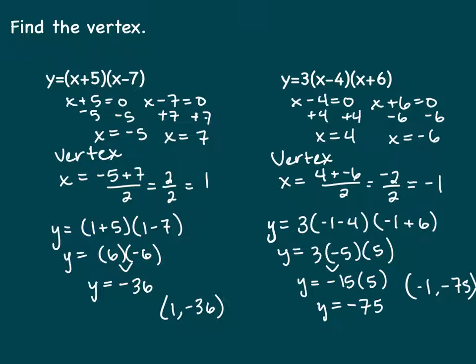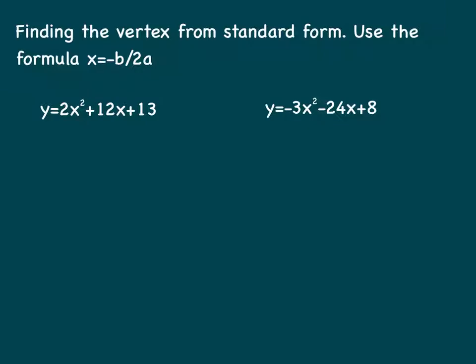Some people choose to distribute at the beginning of this problem. If you do that, 3 times x, 3 times negative 4, you are not going to distribute it to this second part, for the same reasons that I just talked about. You don't want to multiply by 3 twice because that would be like 3 squared instead of just 3. All right, so that is finding the vertex from factored form.